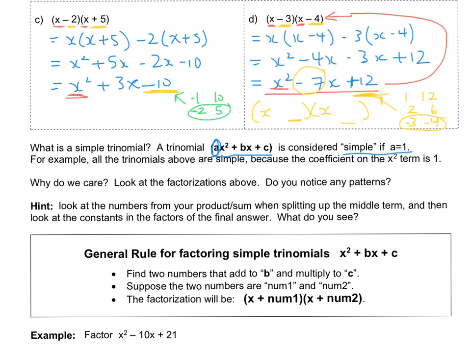So look at the numbers in front of your product or sum when splitting up the middle term. And then look at the constants in the factors of the final answer. So we did that already, sorry.